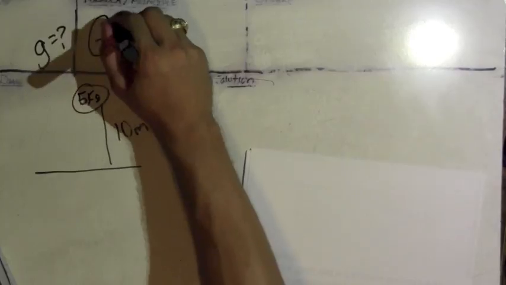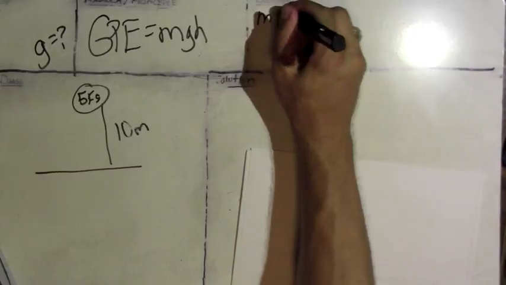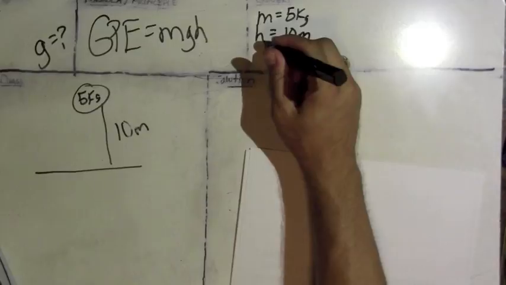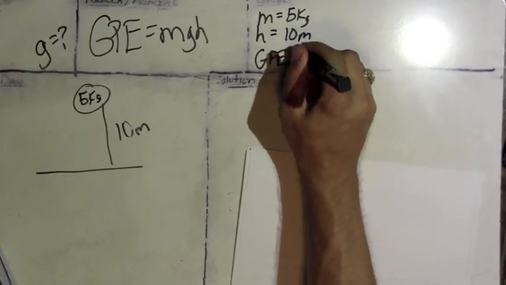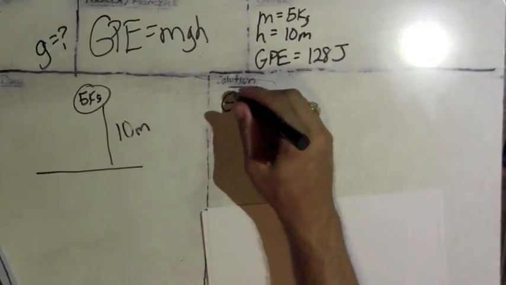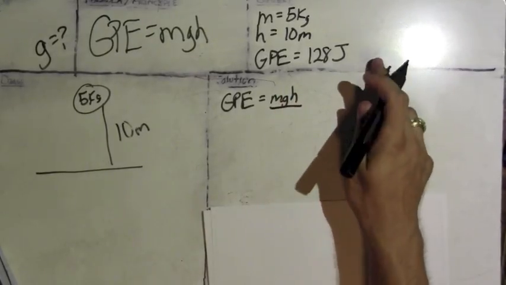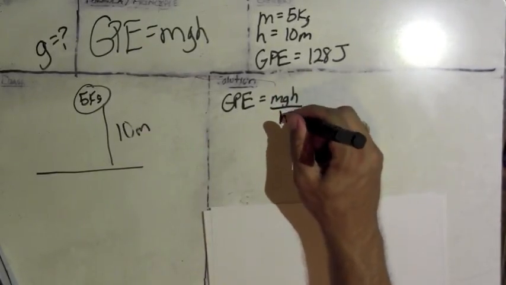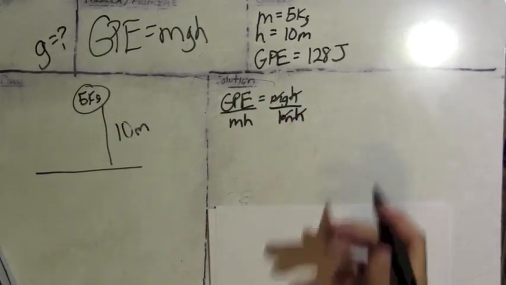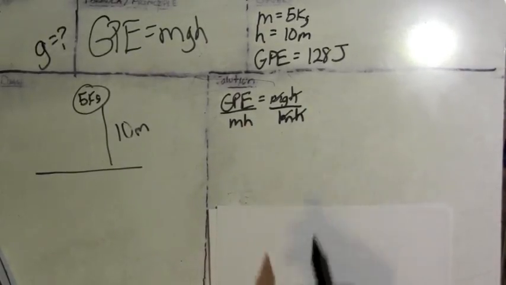So we have GPE equals mgh. We have the mass as 5 kilograms, the height as 10 meters, and the potential energy as 128 joules. So what we do is we say GPE equals mgh, and we divide both sides by mh in order to solve for g. When we divide both sides by mh, it cancels out and leaves us the g term, so g is equal to GPE divided by mh.